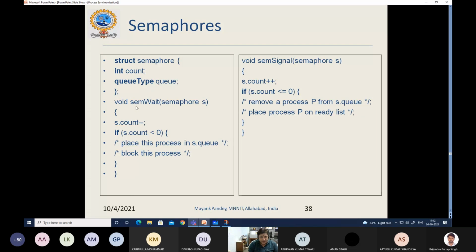So what is this sem wait function? It decrements s dot count, and if s dot count becomes negative, less than 0, the process which is executing or operating this sem wait function will be blocked and will be placed in s dot queue.